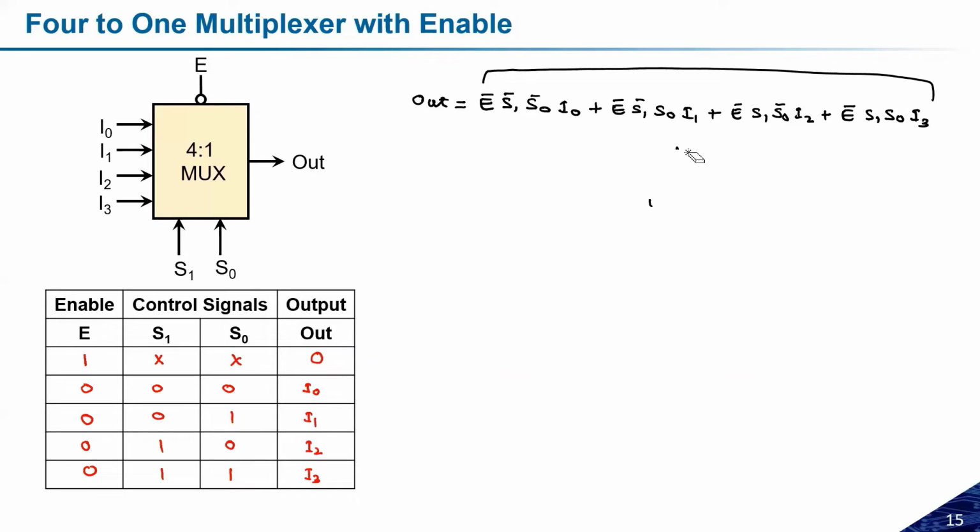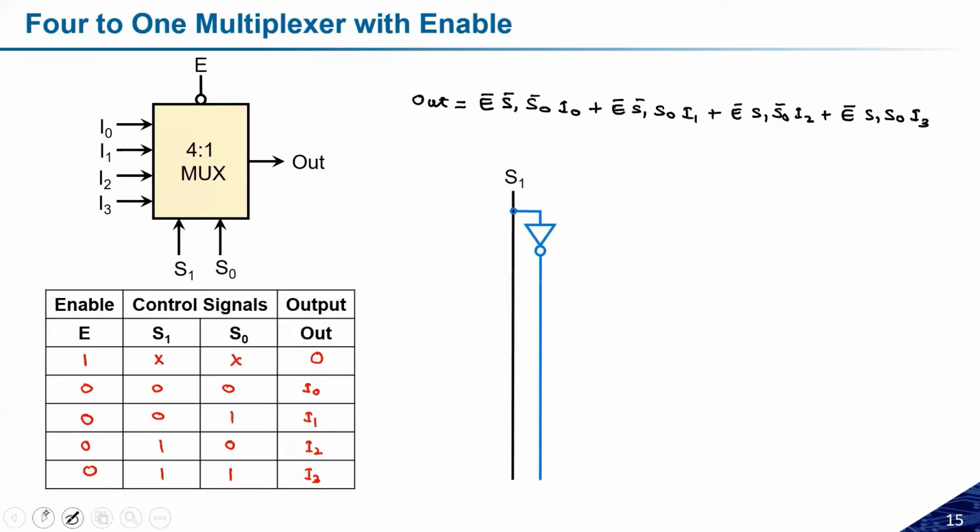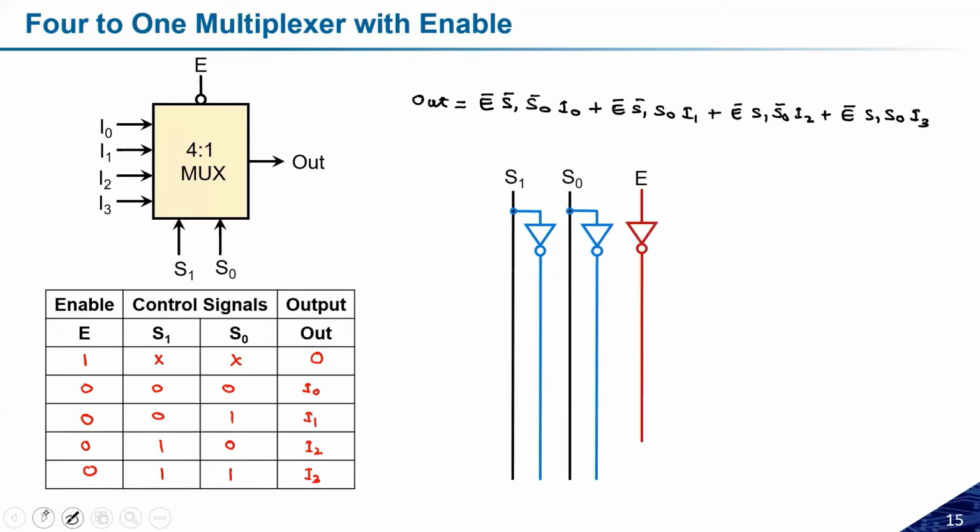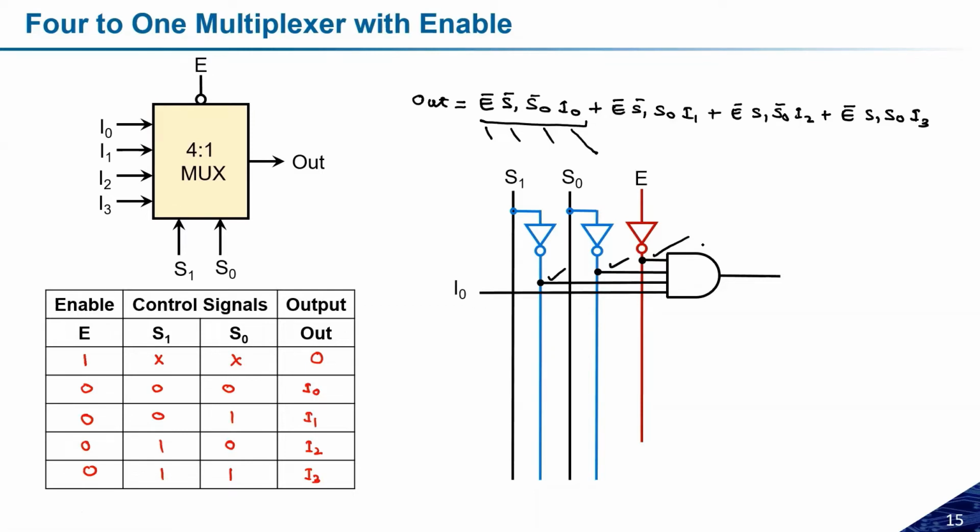Now let us see how we can implement it. It's really very simple, right? So I will have one S1 line and also the complement of S1. I need the S0 line, complement of S0, enable line, and the complement of the enable line. So we have all these things. If I have to implement this one, I need a four-input AND gate, and I need to connect enable bar, S1 bar, S0 bar, and one additional input line is required. So I do E bar, which I have done here, S1 bar here, S0 bar here, and the fourth input will be I0. So this is the first term.